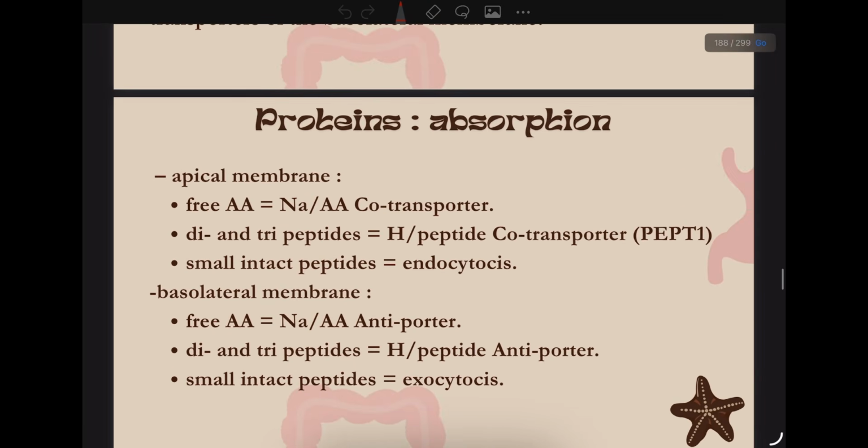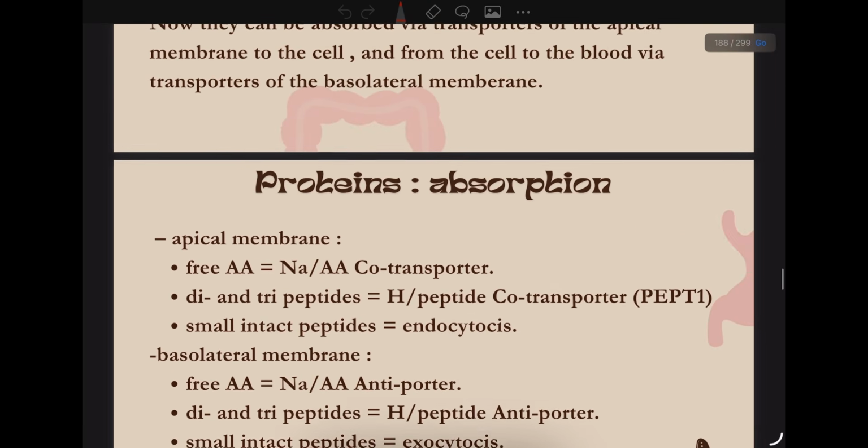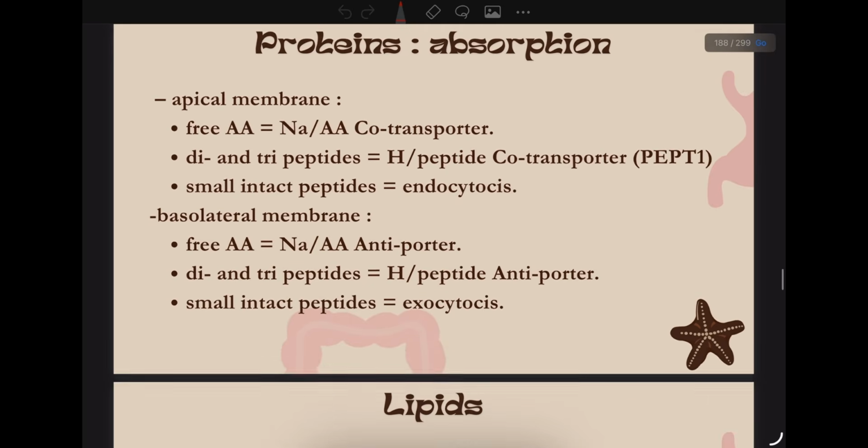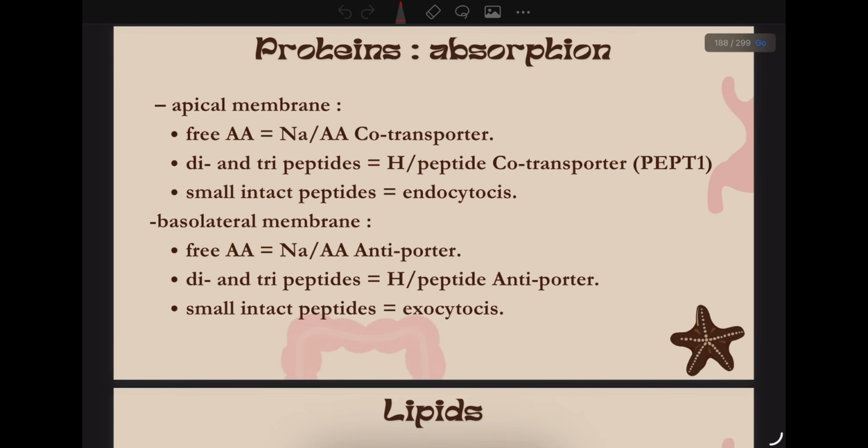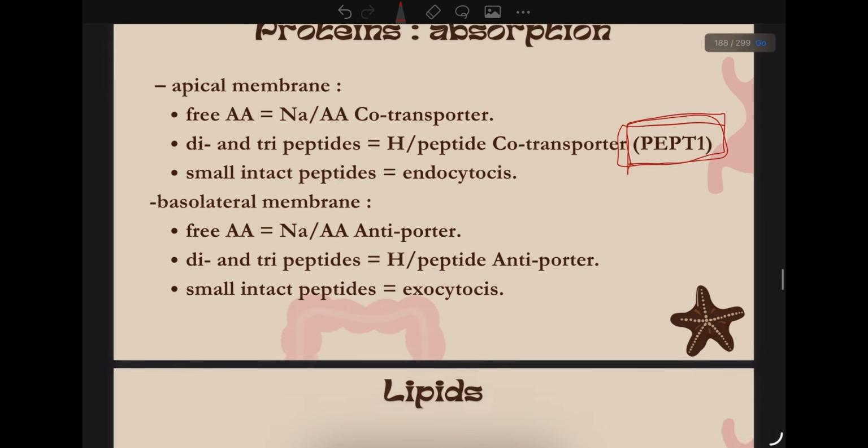Now, this is just a summary, and these are the transporters to remember. Please also remember that the di and tripeptide co-transporter name is PEPT1, from the name peptide.